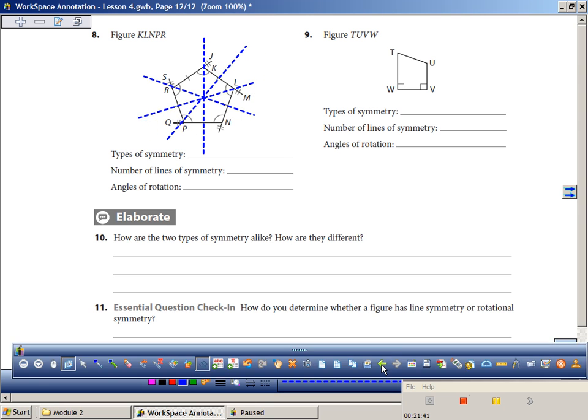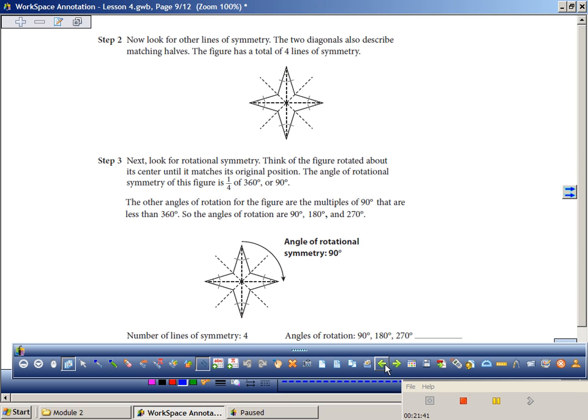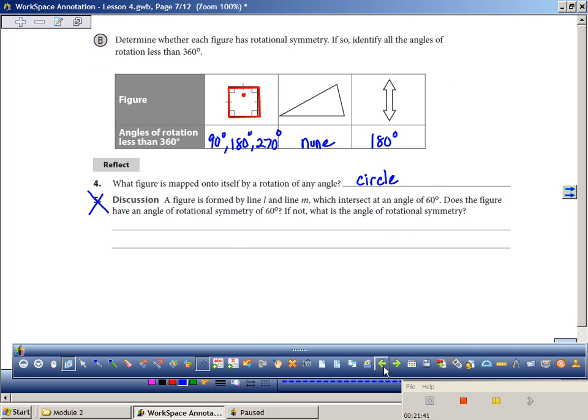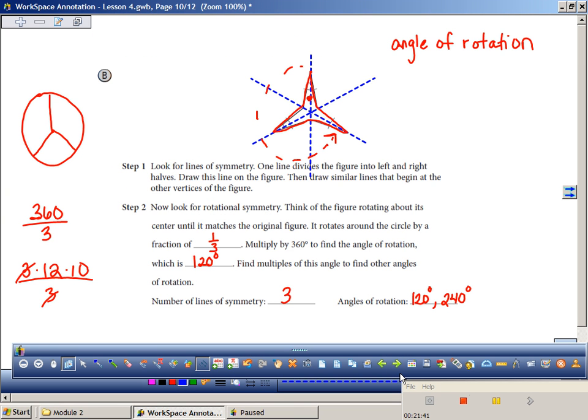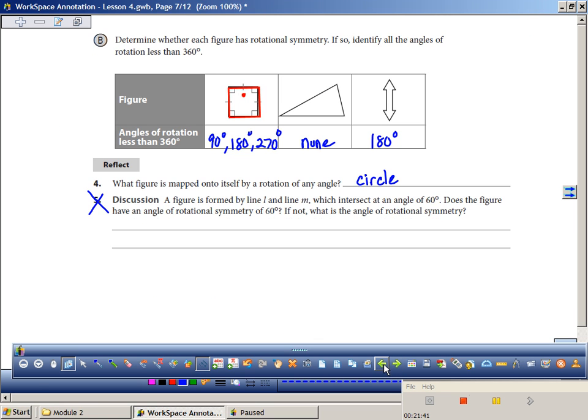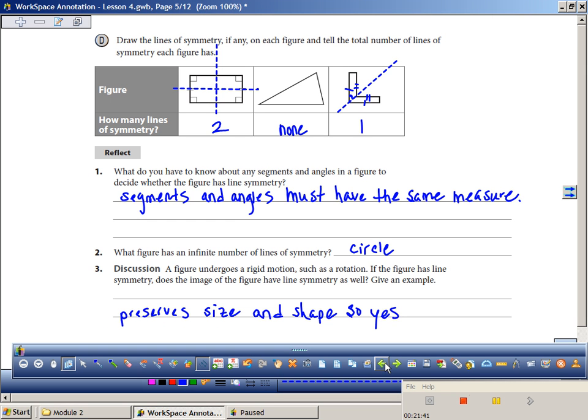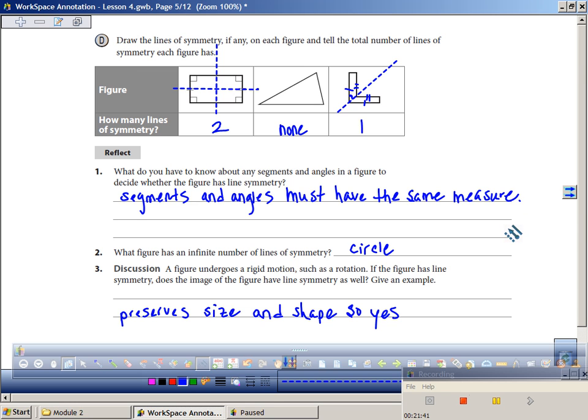How do you know that? Because look at, guys, we talked about that, right? Where did we talk about that? Was it the star? Right here, guys. Segments and angles must have the same measure. So if you see something that has the same measure, that's a clue that there's going to be line symmetry there, right?